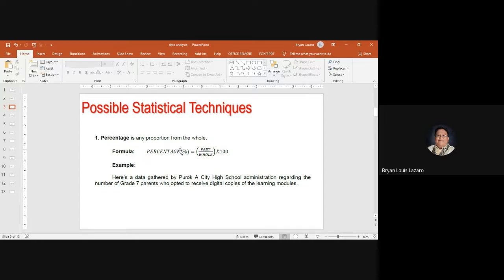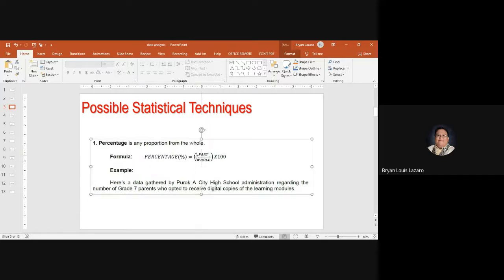So, ngayon class, pin-provide ko na dito yung formula. So, pwede nyo i-copy na lang yung formula na yan, no? Hindi yung copy-paste, guys, kasi image yan. So, i-retype nyo yan. So, percentage is equal to part over whole times 100. So, yan yung gagawin ninyo.